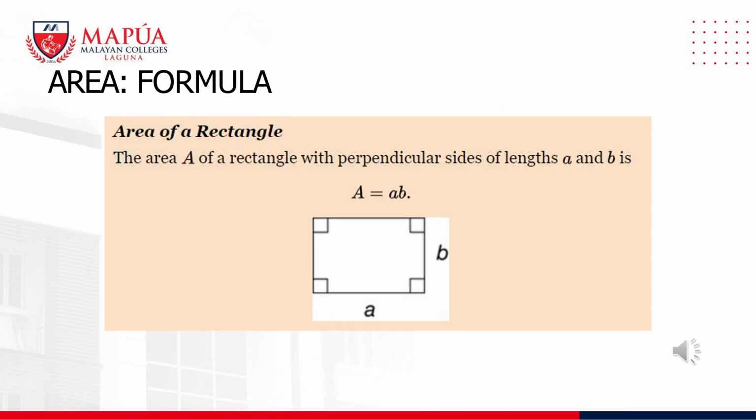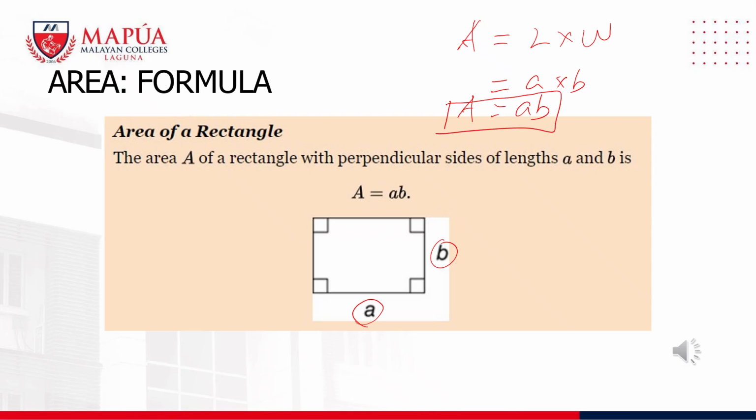Then for a rectangle, again, this is coming from the basic formula that the area of a four-sided polygon is just the product of the length and the width. So in this illustration, we have the length equal to A and the width equal to B. So we have A times B, or simply the area is equal to AB. So this is the area of a rectangle.